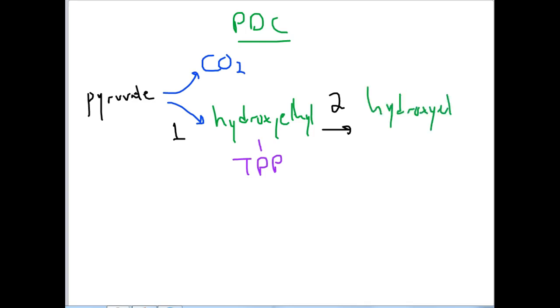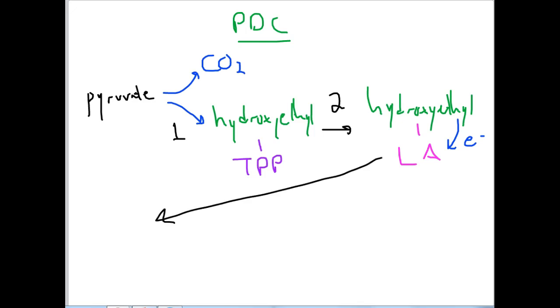So hydroxyethyl is shifted from TPP to lipoic acid, and I'm just going to abbreviate that LA. The reason why we shift it to lipoic acid is because lipoic acid is going to steal electrons from hydroxyethyl. Lipoic acid as the coenzyme is going to be reduced and hydroxyethyl is going to be oxidized. The end result of that stealing of electrons is that hydroxyethyl actually becomes acetyl. And that acetyl is linked to lipoic acid. And I'm going to put a little R here to remind us that that is reduced lipoic acid.